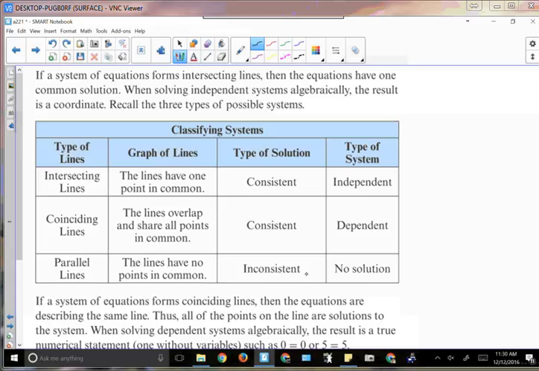So there are three possibilities when we have equations. They either cross and we have one solution. They are the same lines, so all points are solutions. Or they're parallel lines and they have no solutions.